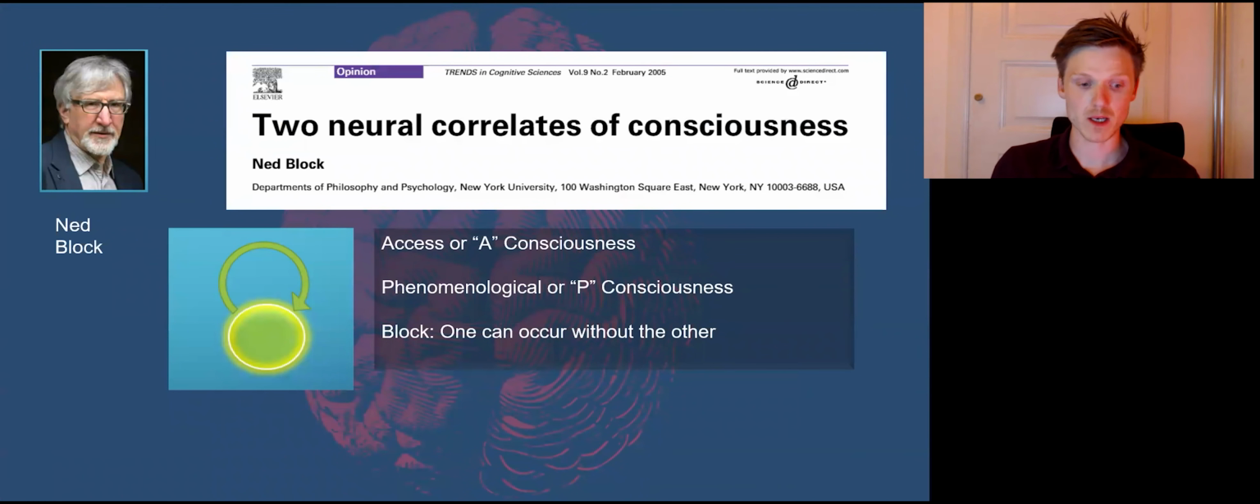So for Ned Block, he proposes that there are these two distinct neural correlates of consciousness. And this is what he calls phenomenological consciousness and access consciousness, or P-consciousness and A-consciousness. And Ned Block argues that these two can occur without the other.